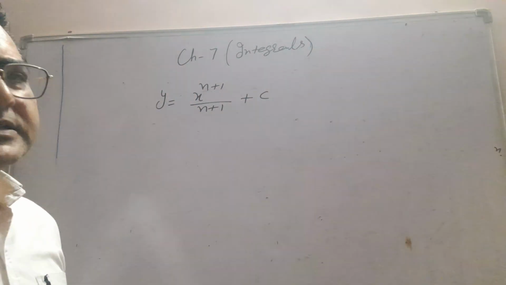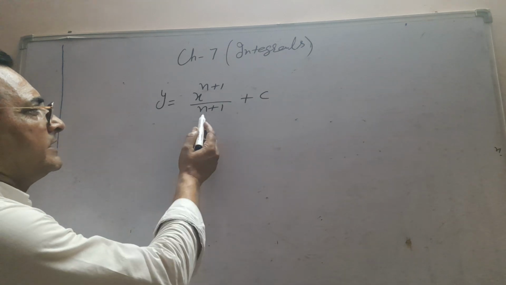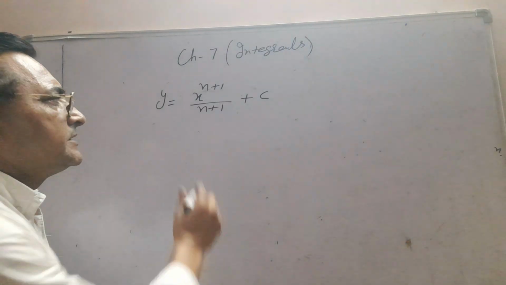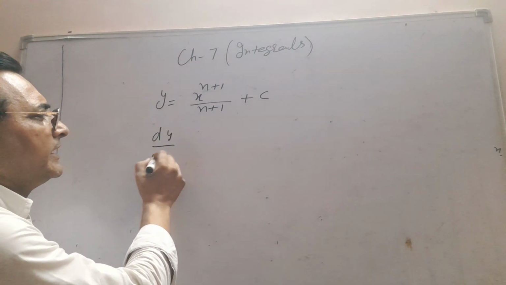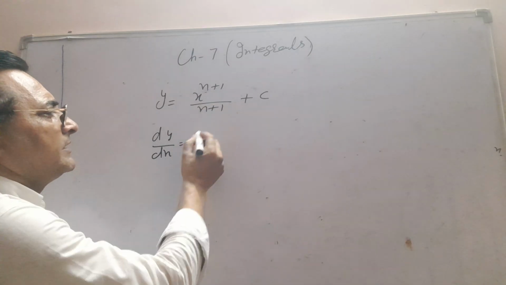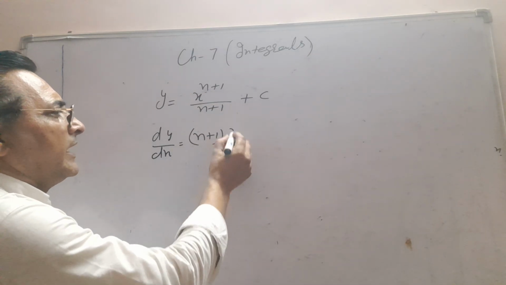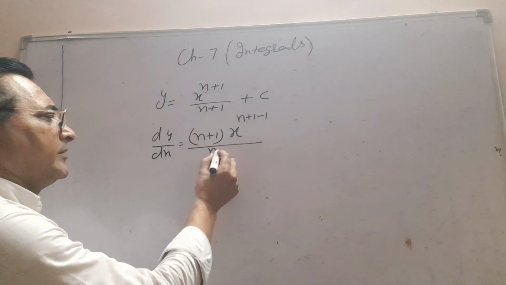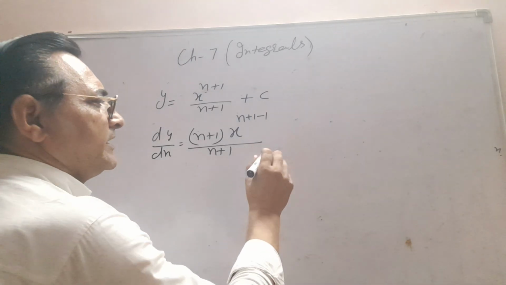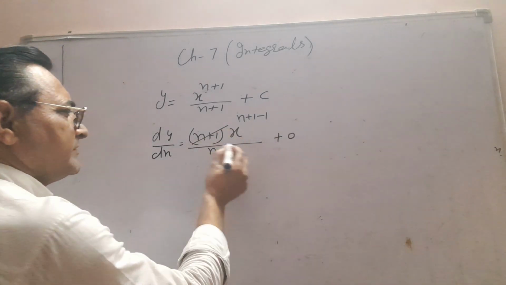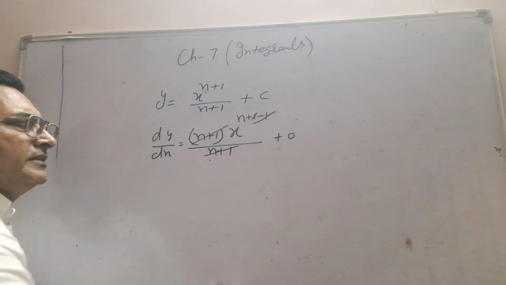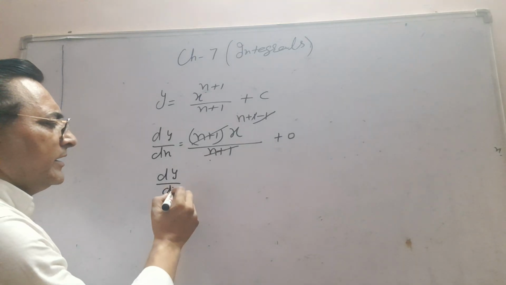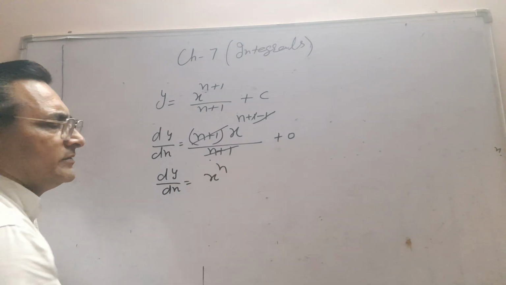Let y is equal to f(x), and what is f(x)? x power n plus 1 upon n plus 1. If we take its derivative dy by dx, we will get n plus 1 in front and x power n plus 1 minus 1 upon n plus 1 as it is, and the derivative of a constant is 0. Here n plus 1 cancels with n plus 1, or 1 cancels with 1. We are getting dy by dx is equal to x power n only.